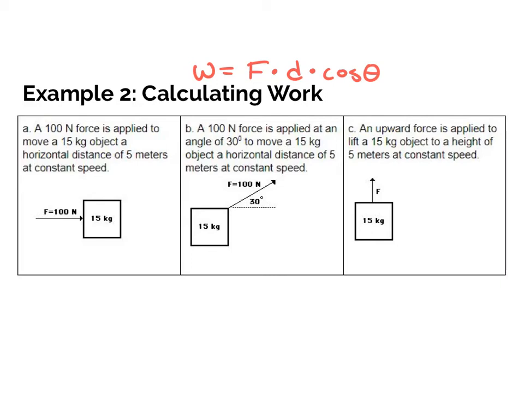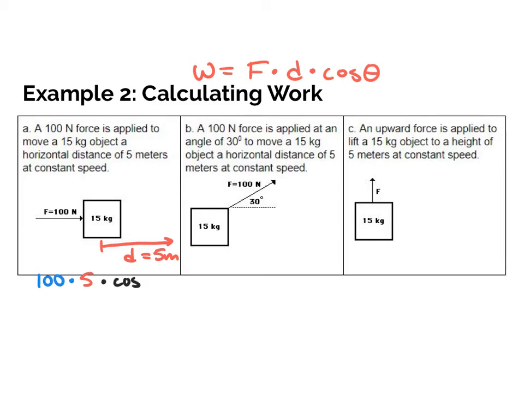So in the first one, I have a 100 Newton force applied to a 15 kilogram object to move a horizontal distance of 5 meters. So in this case, you're given the force, you're given the mass, you are told it's going to move horizontally a distance of 5 meters. So if I were to use this equation again, it's going to be the force of 100 times the distance of 5, and then it's going to be times the cosine of the angle between them.